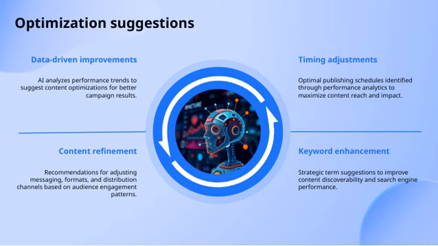And finally, keyword enhancement. This is about suggesting strategic terms that improve how discoverable our content is. Better keywords can boost our search engine performance, making sure our content is found by those who are most interested. Overall, these suggestions are all about using data and AI to continuously optimize our efforts, making our campaigns more effective and aligned with audience needs.